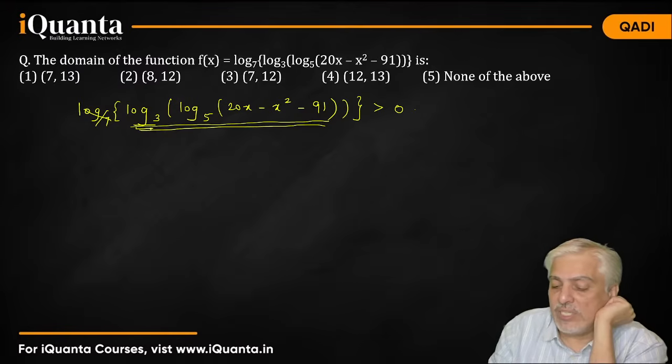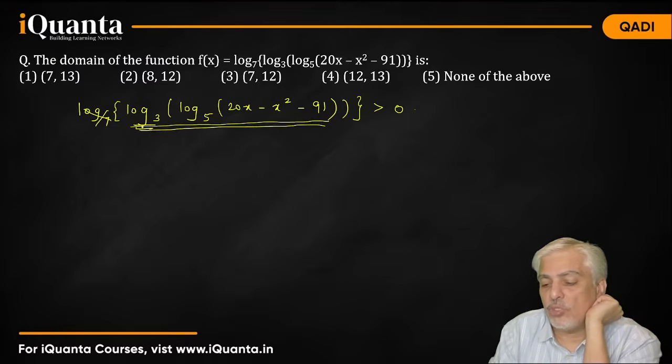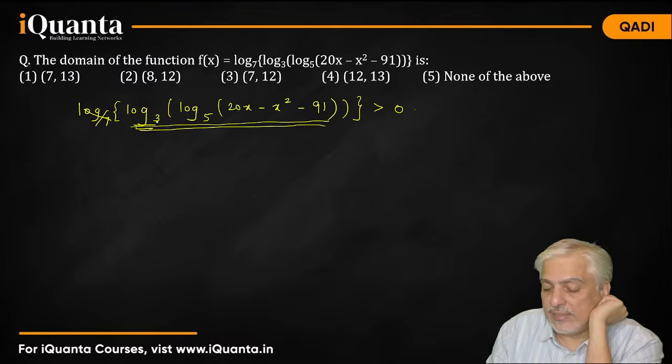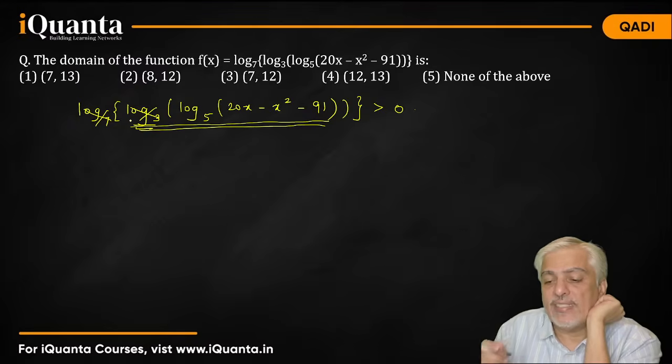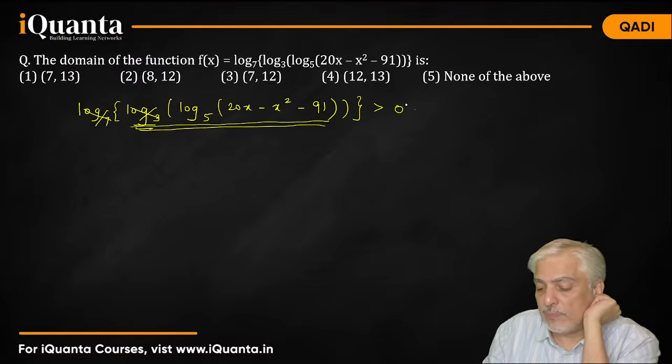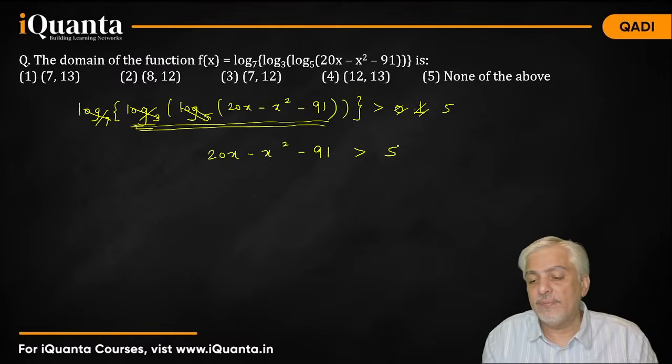Now, if that has to be greater than 0, then if I take this 3 on top, it will become 3 raised to 0. 3 raised to 0 is 1. And see, this is how you do it in the exam also. You don't waste your time. You cut this out and you say this much part has to be now greater than 3 raised to 0, so 1. Now, same thing, when I remove this part, I will write 5 raised to 1. So this will become 5. So I'll get 20x minus x square minus 91 has to be greater than 5.